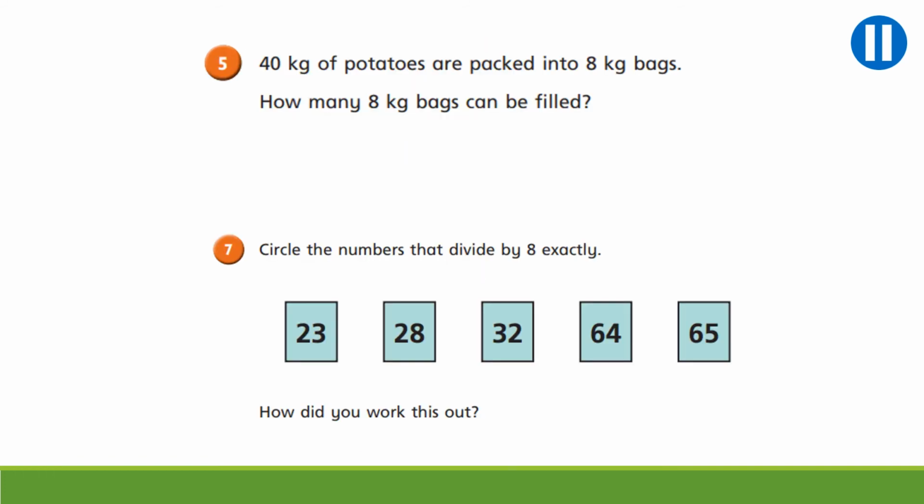Question number 5. 40 kilograms of potatoes are packed into 8 kilogram bags. So how many bags can be filled? And you can use a drawing to represent your question if you like. And number 7, circle the numbers that divide exactly by 8. And think about how we worked these out. Remember the partitioning method too.